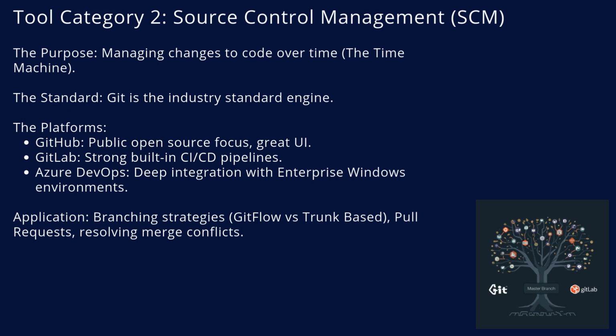Applying this tool goes beyond Git commit. It involves defining a branching strategy. Do you use Git flow with complex release branches? Or trunk-based development for speed? That decision is K26 in action.